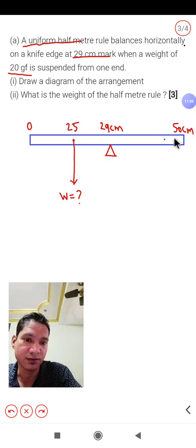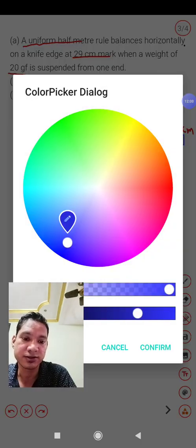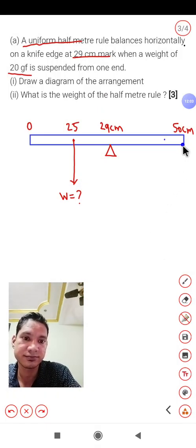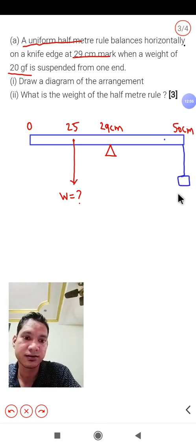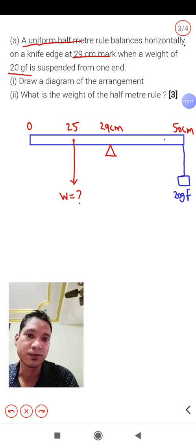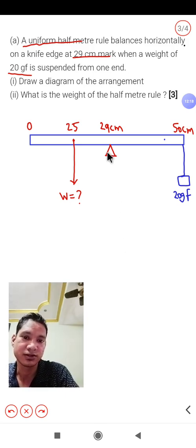the rod. Now if I want to balance it, I need to suspend 20 gf on another side here at this end. So the rod will become balanced now. So first of all, you need to complete the diagram, and then you can use the principle of moment to calculate the weight of the rod. This will be R1, and this distance will be R2. So let me call it F2, and this will be F1, I mean weight of the rod.